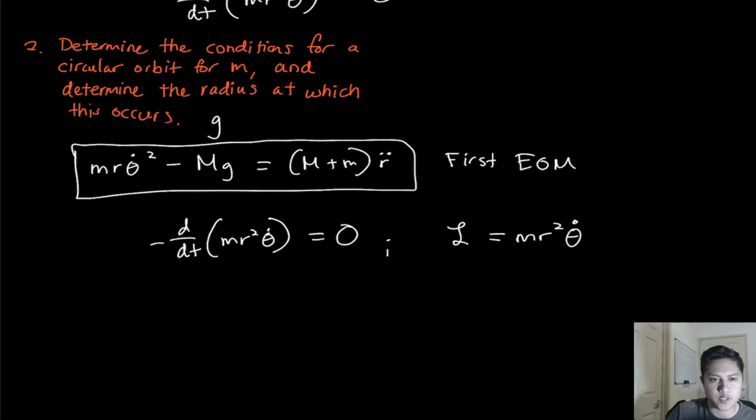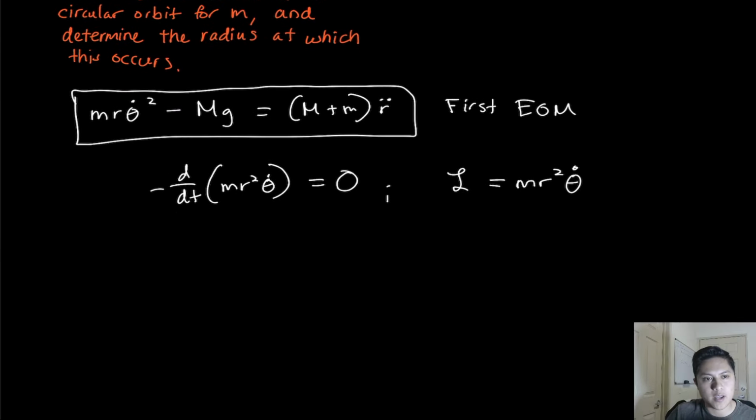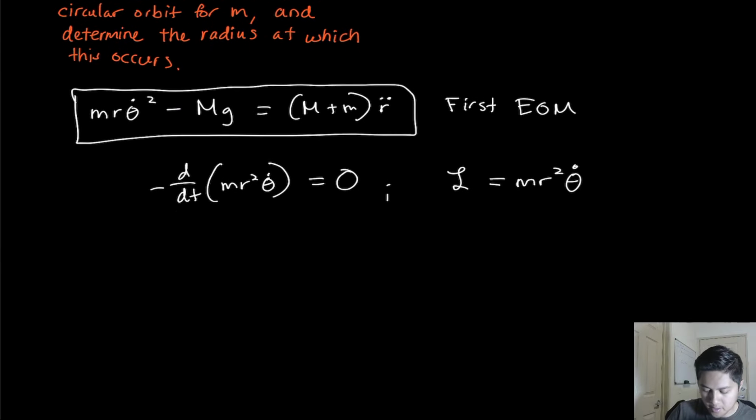Welcome back to part 2 of this problem, where we're now going to determine the conditions for a circular orbit for the little m, the little mass, and then we're going to determine the radius at which this occurs. And there's this annoying little g above that came down from copy and pasting, but now that's gone. So let's go ahead and begin with figuring out what's the condition for circular rotation for little m.